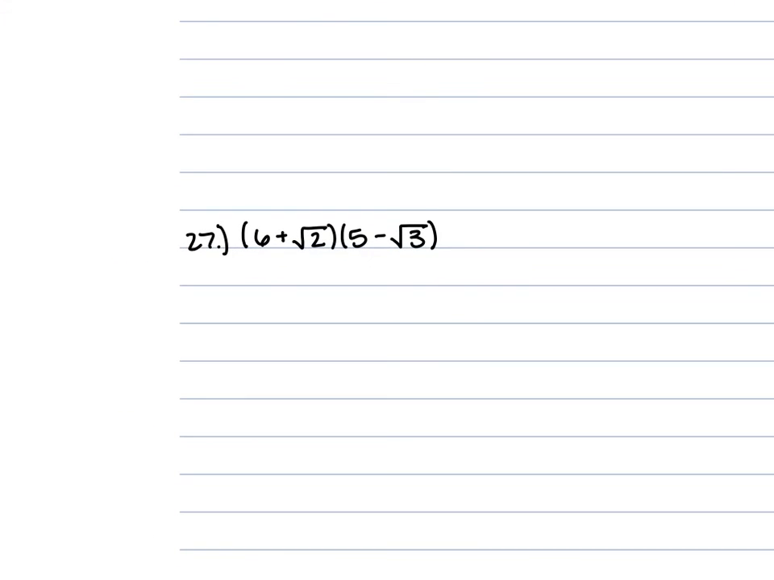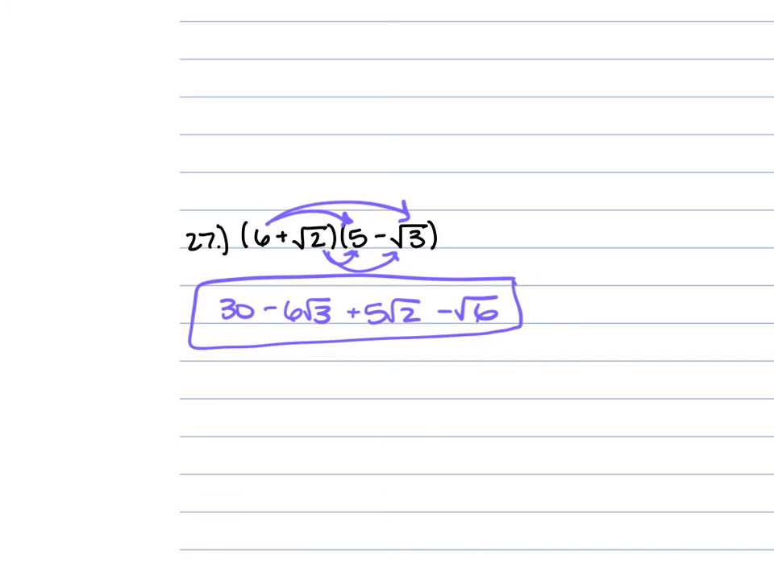For 27, we are going to FOIL this one. So we're going to do 6 times 5 is 30. 6 times negative square root 3 is negative 6 square root 3. Then square root 2 times 5 is 5 square root 2. And square root 2 times negative square root 3 is a negative square root 6. We don't have any like terms here, and we cannot simplify any of these radicals, so we just leave it 30 minus 6 square root 3 plus 5 square root 2 minus the square root of 6.